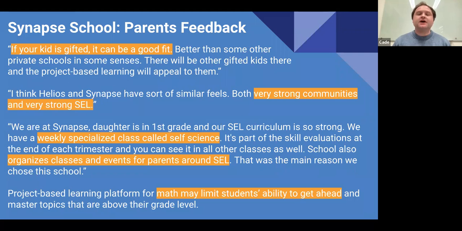And lastly, this is a paraphrase from a parent, not a direct quote. This parent said that the project-based learning platform for math may limit students' abilities to get ahead and master topics above their grade level. They do focus a lot on project-based learning, and if your child benefits from it, it's definitely a good option. However, if you want your student to get very far ahead in math and take classes 2 or 3 grades ahead of their actual class, it may be a little harder here because of the focus on project-based learning over hard tests to gauge their improvement.